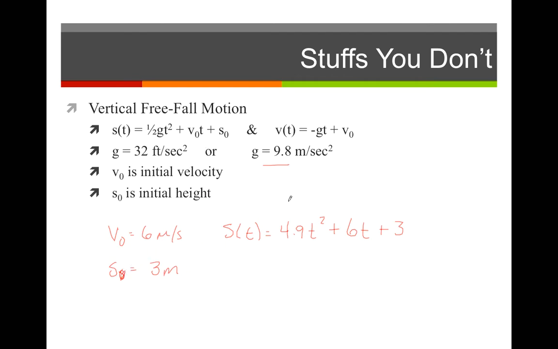Initial height was 3 meters, so 3. My initial velocity was 6. And for that, the velocity function is going to be negative 9.8t plus the initial velocity, which was 6. And that's pretty simple, straightforward. It gives you enough information in every problem to write some equations depending on the problem itself.